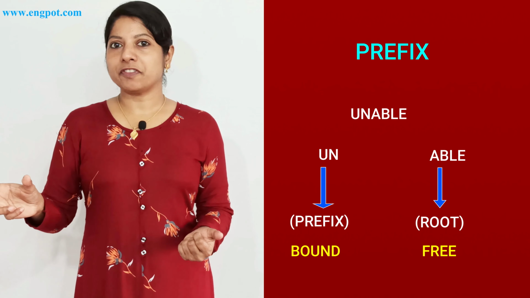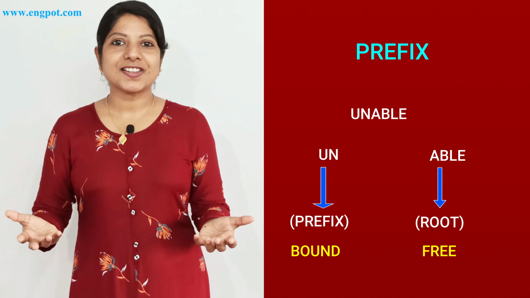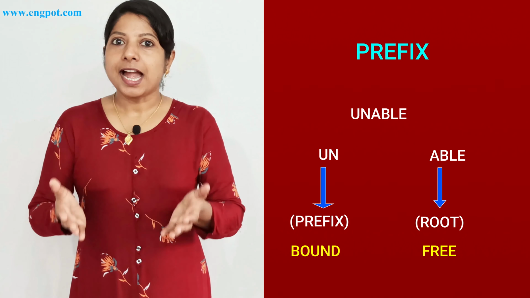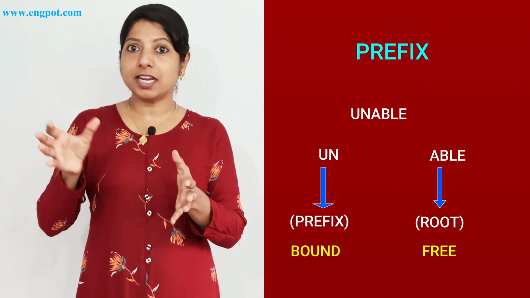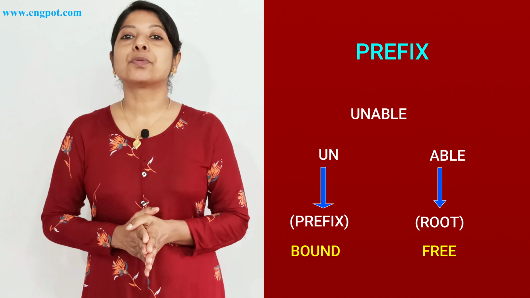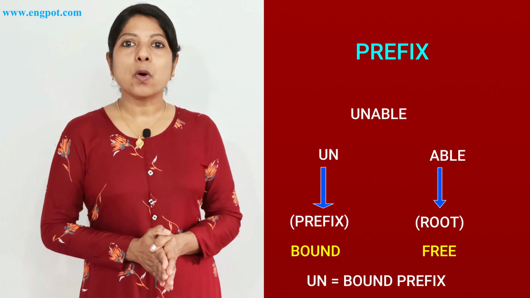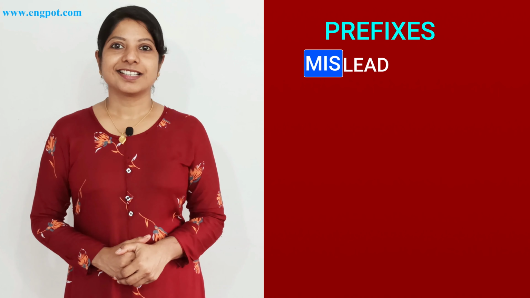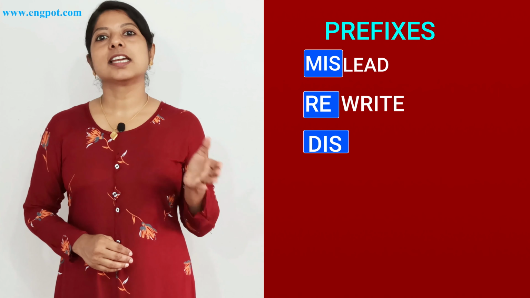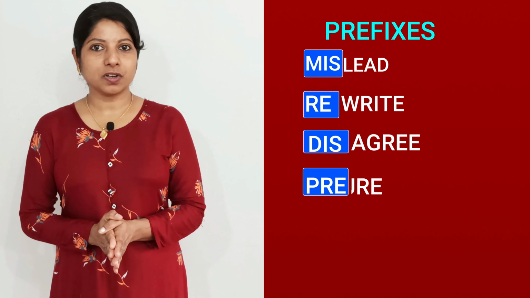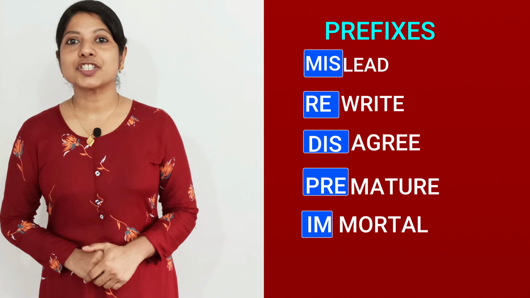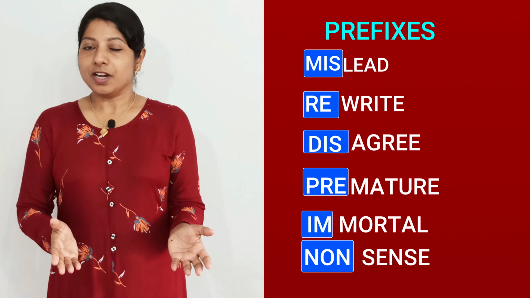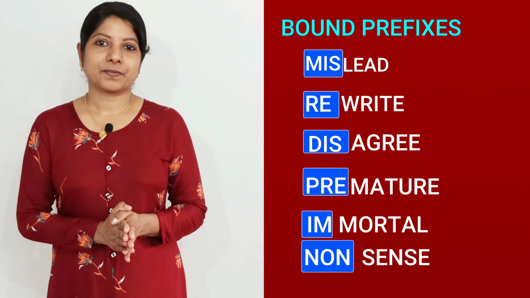Now able is a free morpheme because it is independent. It can appear in isolation and it has a meaning on its own. So un is a bound morpheme, and since it is attached to the beginning of another morpheme, it is a prefix. Hence you can call it a bound prefix. Now here are a few more prefixes. Mis in mislead, re in rewrite, dis in disagree, pre in premature, im in immortal, and non in nonsense. So these are all prefixes, also bound morphemes. So you can call them bound prefixes.